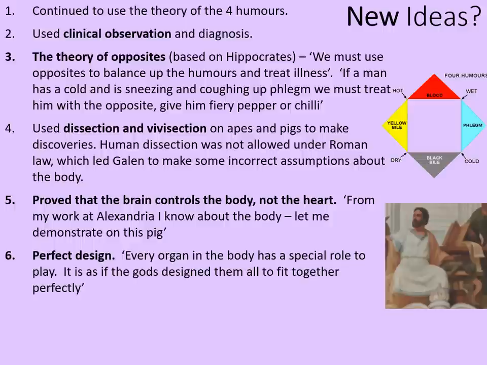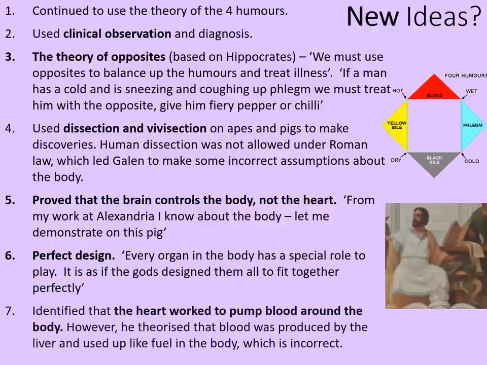This was an idea that was very popular with the Christian church. Although Galen himself would not have been a Christian, the church liked the idea of his explanation that the body had been perfectly designed by a greater power. Not only that, he identified that the heart worked to pump blood around the body, but he didn't get that entirely right. He theorized that the blood was produced by the liver and used up like a fuel in the body, which is of course incorrect.